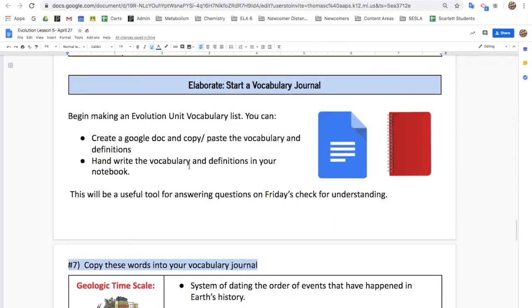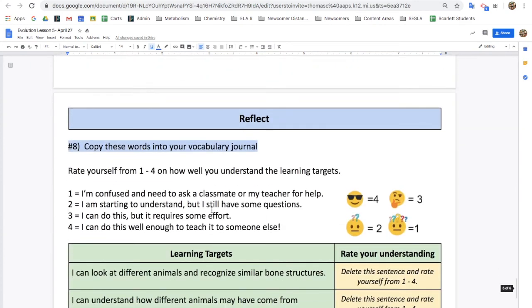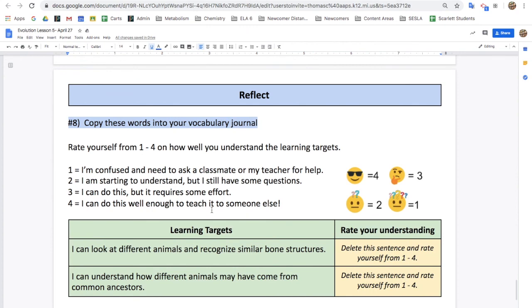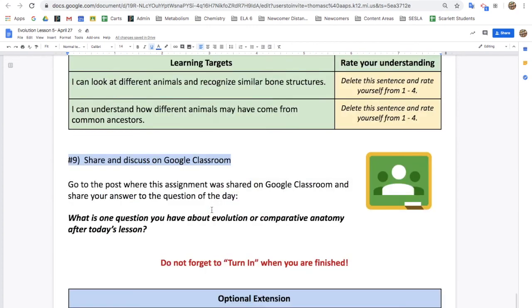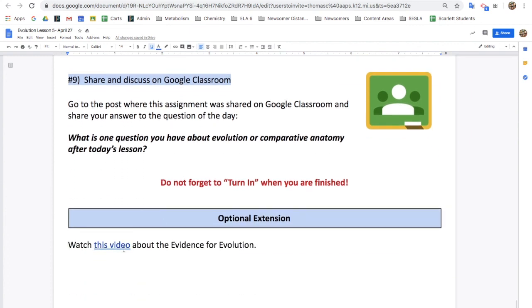Finally, you'll start a vocabulary journal. You can do this in a Google Doc, or you can handwrite them in a notebook, but it will be important for you to keep track of your vocabulary throughout the unit. Here are the words you need to copy into your vocabulary journal. Don't forget to reflect on your learning targets, and share and discuss in Google Classroom what is one question you have about evolution or comparative anatomy after today's lesson. There's also an optional extension to watch another cool video about evidence for evolution.